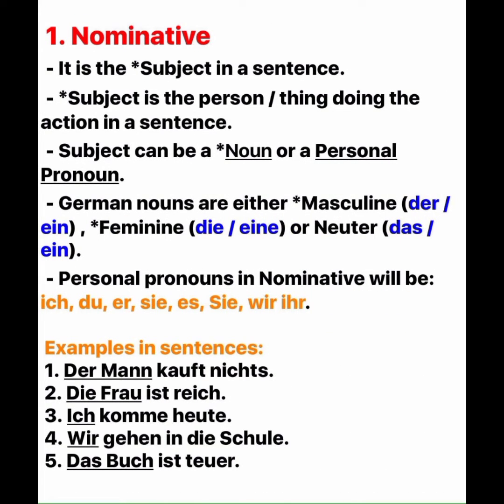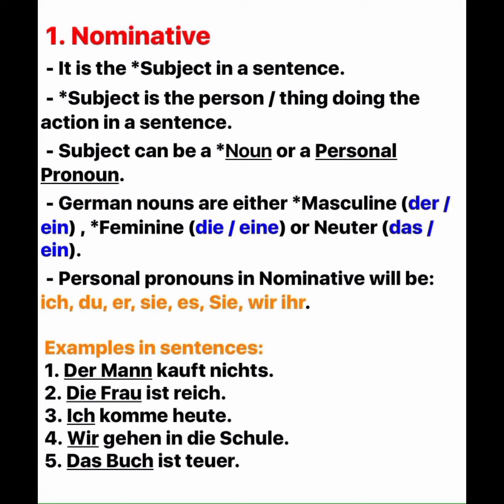What is the nominative? I normally like to stress this: nominative is simply the subject. What do I mean by the subject? The subject is normally the person or the thing doing the action, also referred to as the action doer. So nominative is the subject, the person or the thing that is doing the actual action. That is what we call nominative, the subject of the sentence.